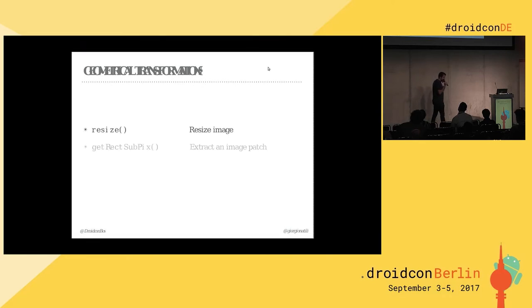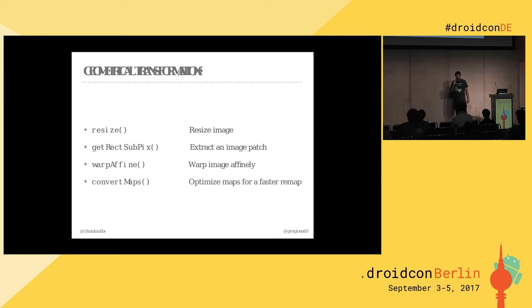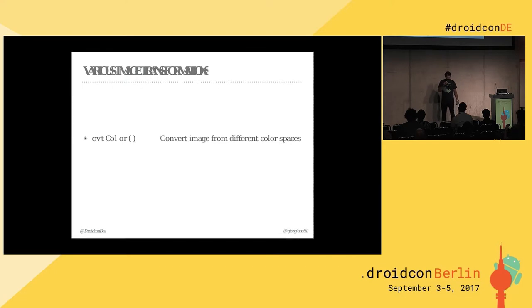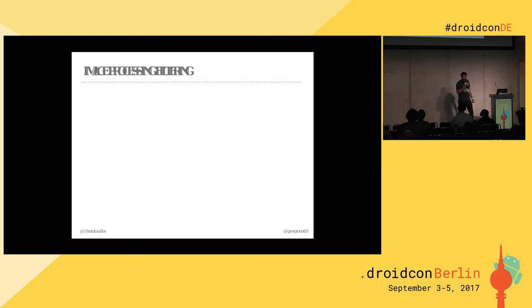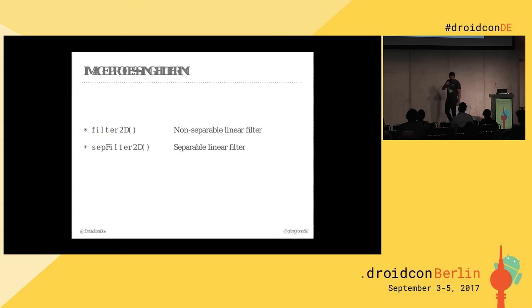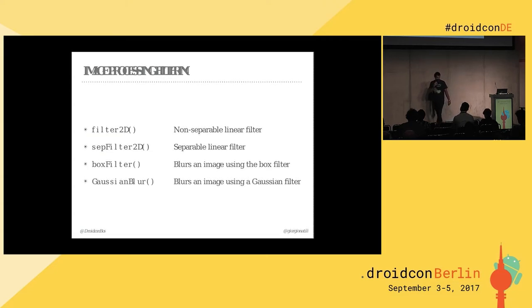There are geometric transformations like resize, like warp affine, like convert maps. There are color transformations like convert color, actually convert from a color space to another one. Threshold, it's a simple function, it's super powerful, gives you all the possibilities that you can imagine. You can find connected components, and you can start to apply filters. So you can apply two-dimensional filters, box filters, Gaussian blur, and everything directly with these functions that belong to the namespace of OpenCV.